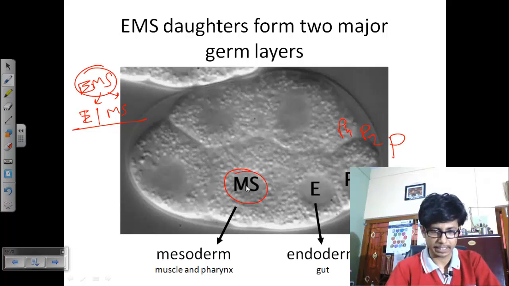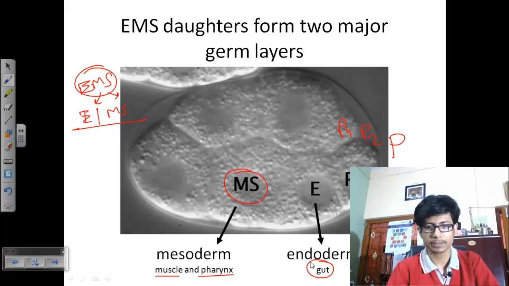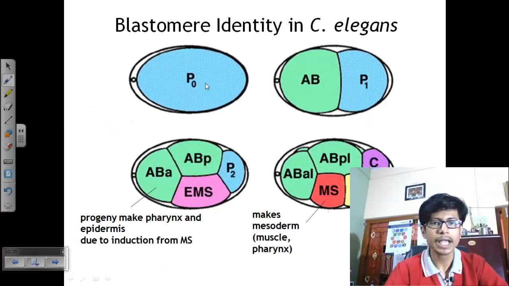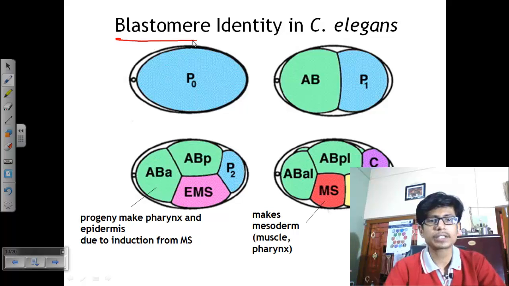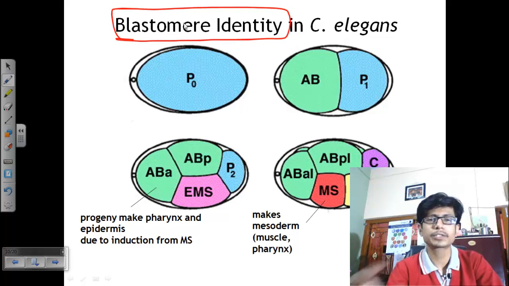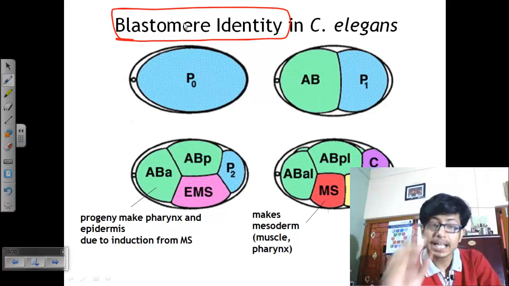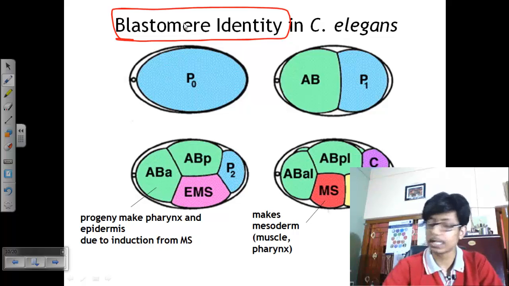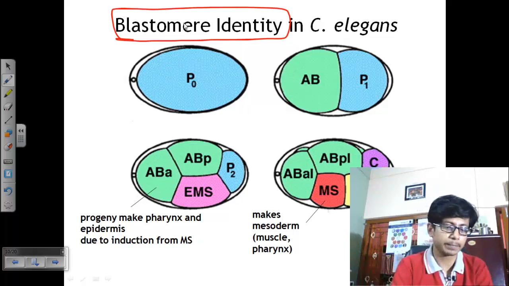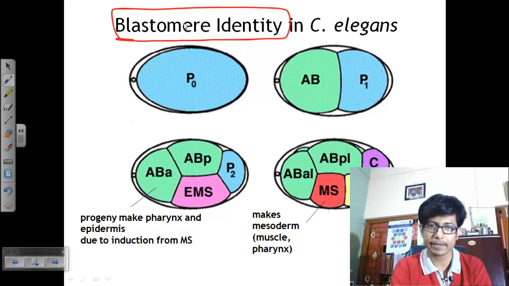See, the MS cells produce the mesoderm, which ultimately converts into muscle and pharynx. The E cells produce the gut, the rest of the gut part, that is the endodermal section. This is called the blastomere identity. Blastomeres are the cells present in the blastula phase, and the blastocoel is a fluid-filled cavity that is formed.